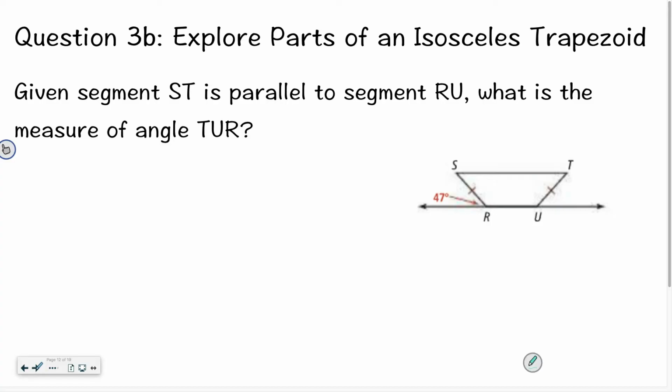Hopefully for this one you said, okay, I have a straight line here. If this is 47, this other side over here inside my trapezoid has to be 180 minus 47, which is 133 degrees. And then angle R is going to be congruent to angle U, which is the same as angle TUR. So the answer is 133 degrees.